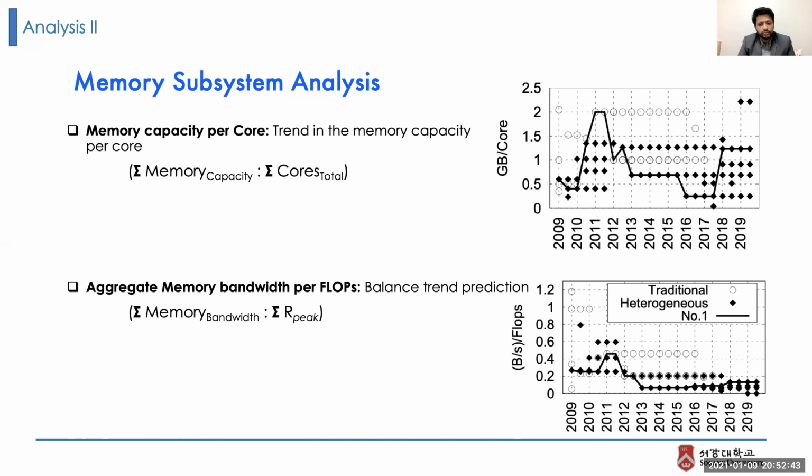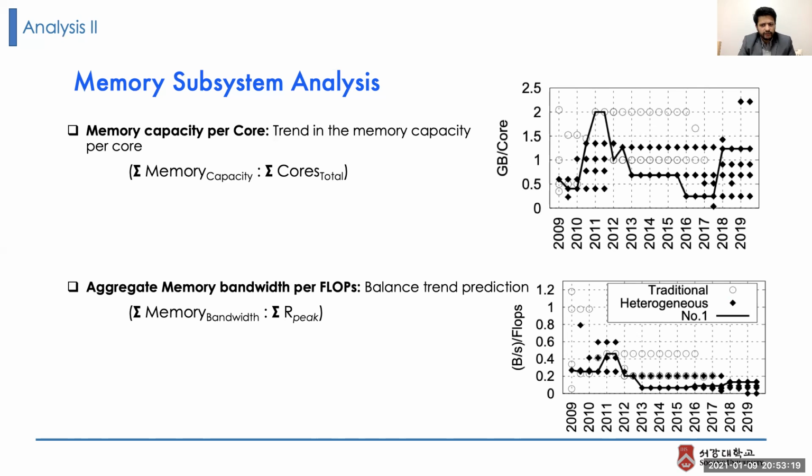In addition, the per core memory capacity of the heterogeneous supercomputers, 0.7 GB on average, tends to be lower than the per core memory of the traditional systems, which is almost 1.3 GB on average. Although the heterogeneous systems tend to be equipped with a greater amount of system memory capacity, more than 300 terabytes on average, the bottom figure depicts the performance balance between the aggregate memory bandwidth and the peak processing power, which can be derived as a summation of memory bandwidth to the ratio of theoretical performance Rpeak of the target supercomputers.